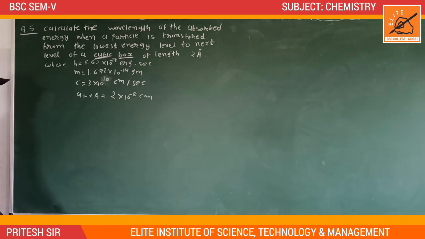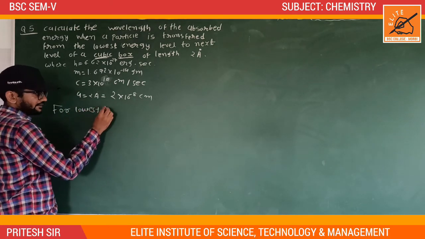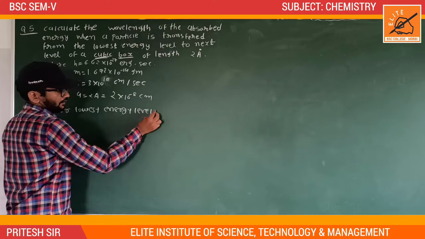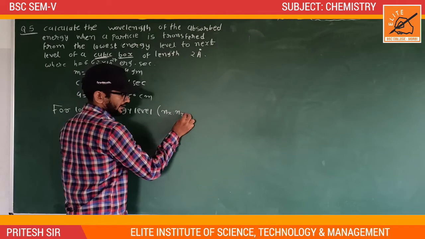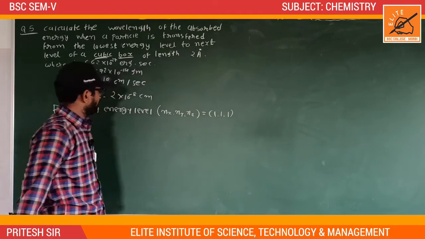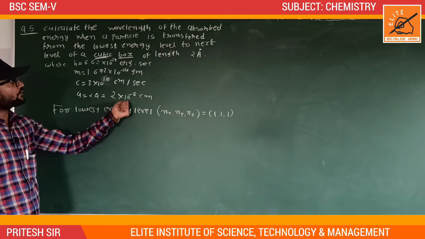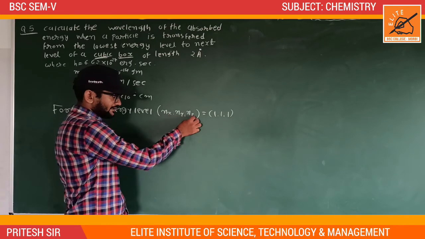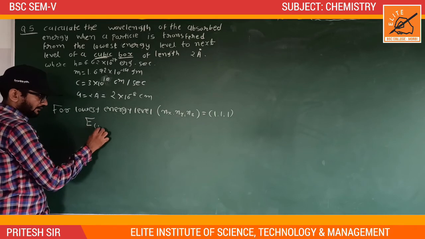So first, for the lowest energy level, the value of nx, ny and nz is equal to 1, 1, 1. Okay, so it is nothing but the zero point energy. The lowest value of energy for a cubic box is called zero point energy. Okay, so for zero point energy, the values of nx, ny, nz are equal to 1, 1, 1.